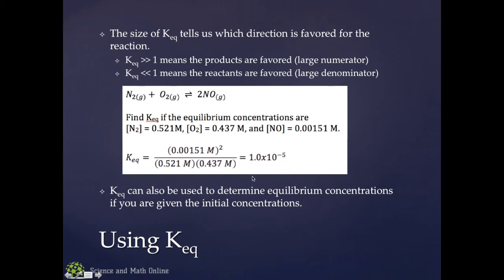Put that all in. Usually the units don't always cancel out, but we're not going to worry about units on KEQ. So you get 1 times 10 to the negative 5. That is a small KEQ, which means the denominator is bigger, which means nitrogen and oxygen are favored. Okay, and this makes sense. We don't have a whole bunch of this flying around in the atmosphere. It's mostly this. And so that's what's going on there.